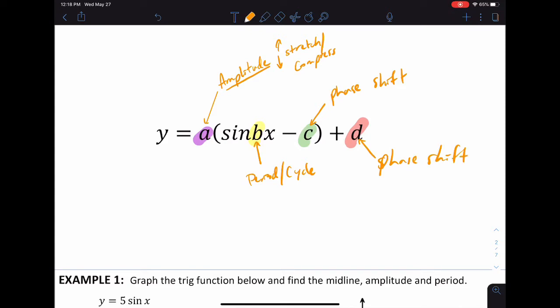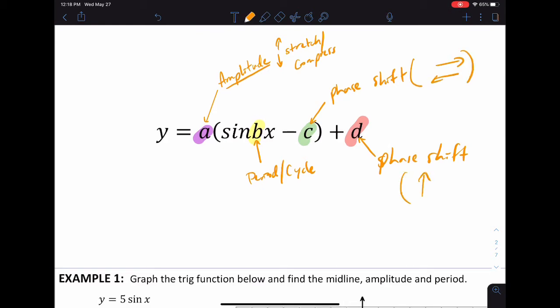Phase shifts: C is going to move it right or left. D is going to determine up or down. Okay? So those are kind of similar to what we've talked about in the past. If D is, for example, positive 3, that means the whole graph is going to shift up 3 units. If it says minus 2, that means we're going to shift to the right 2.